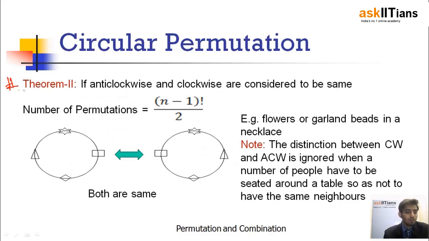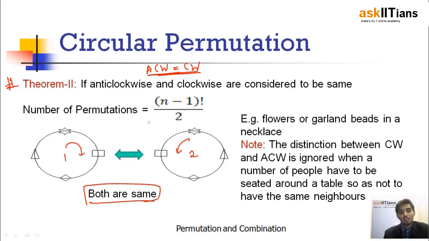Now what will happen if anti-clockwise arrangement is taken the same as clockwise arrangement? Consider this case. In this case, if I move clockwise, and in this case if I move anti-clockwise, I will get the same arrangement. So both of them are the same if I consider anti-clockwise equal to clockwise arrangement. In this case, each particular case will be repeated twice. See, this particular case is repeated once, twice. So all the cases will be repeated twice. So I will divide (n-1)! by 2 because all the cases are repeated twice.